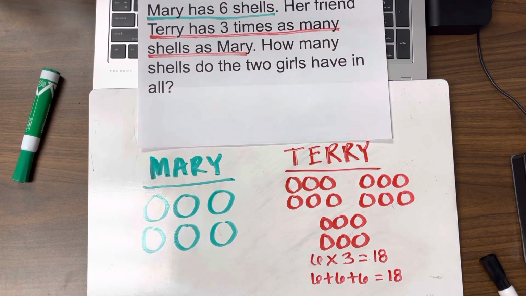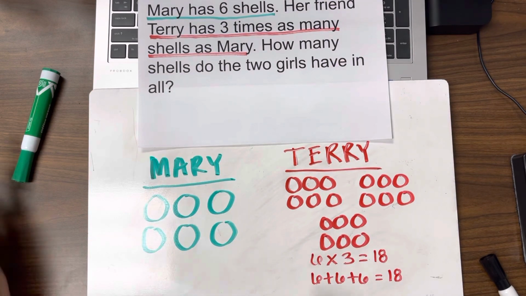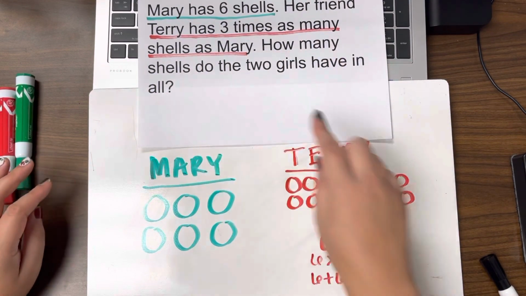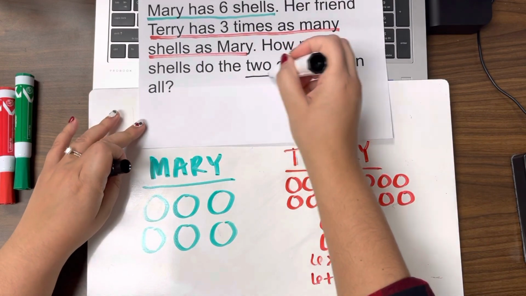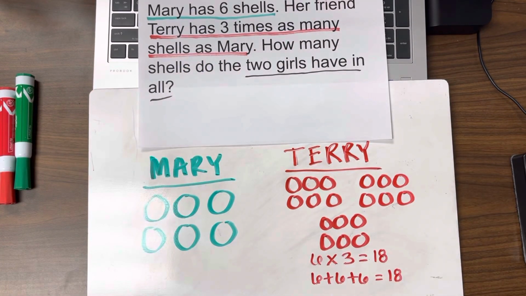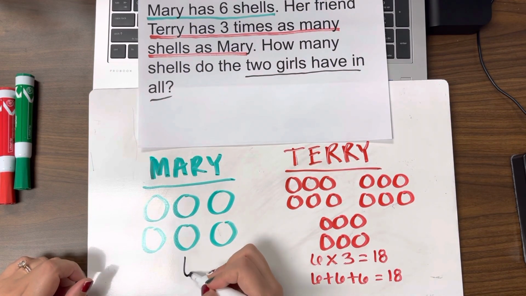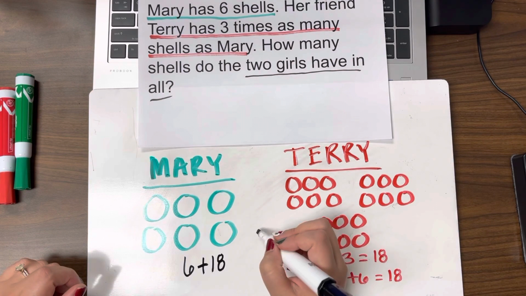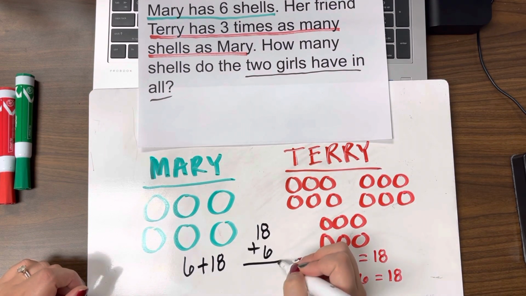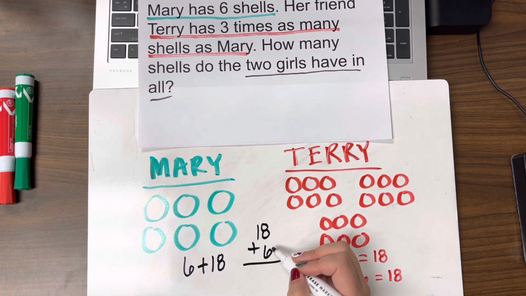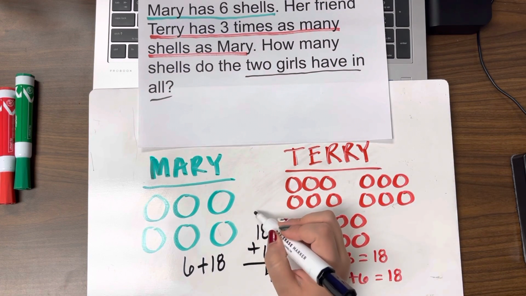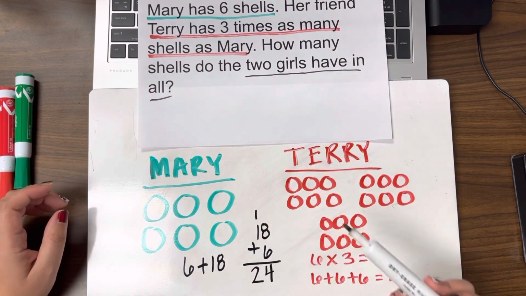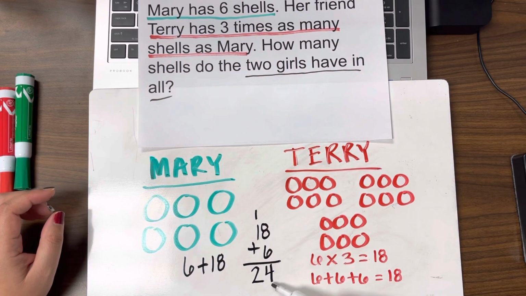All right. Now, I'm not done. I know how many Mary has, and I know how many Terry has. But now I want to know how many shells the 2 girls have in all, okay? So we have to add. We know that Mary has 6, and then we know that Terry has 18. So we have to add 18 plus 6. So 8 plus 6 is 14. Carry the 1. And we get 2. So how many shells do the 2 girls have in all? Both girls have 24 shells in all.